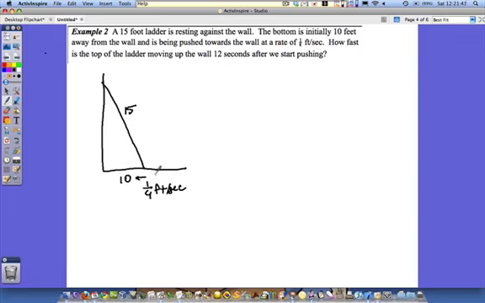Okay, so we've got several things happening. We've got all of our basic information. First of all, let's call that x. Let's call that y. We all know that x squared plus y squared is equal to 15 squared, right? That's going to be the basis of our relationship. We've got a relationship now between the distance on the ground and the height on the wall. We also know that dx/dt, how fast x is changing with respect to time, is equal to -1/4.